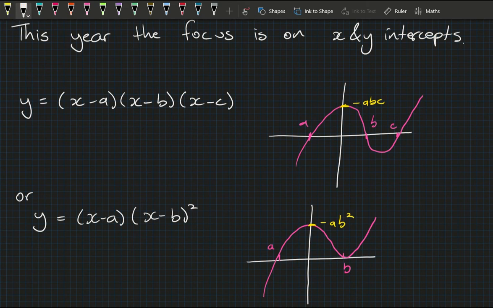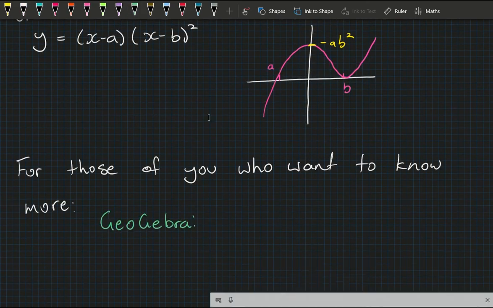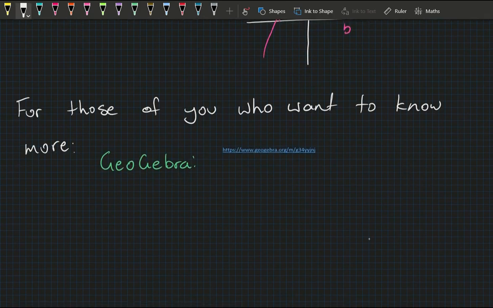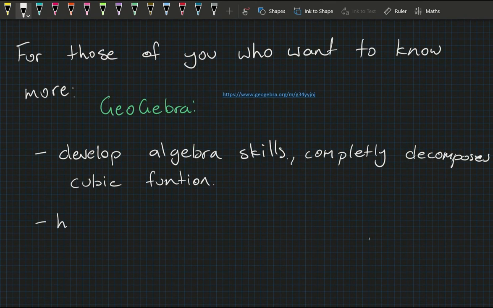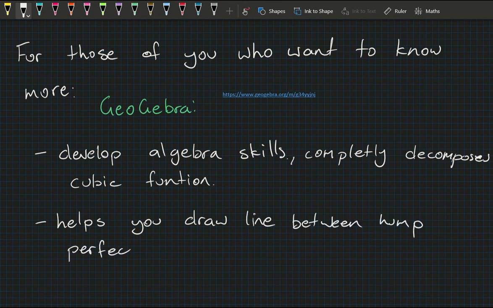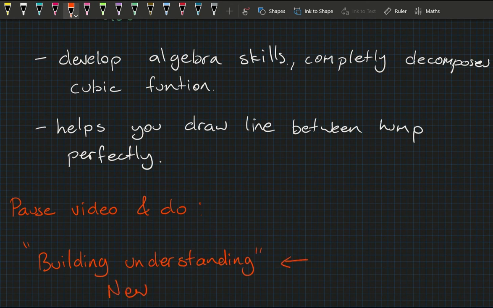Now it might be a little bit too much for some of you, so I'm not going to go through it in this video, but for those of you who want to know more, I've created this GeoGebra applet. This will help you develop some fantastic algebra skills, because you'll see how I completely decompose the cubic function. It's also going to help you draw an amazing cubic, because you'll be able to draw that line between the humps perfectly. Alrighty then, let's pause the video now and do the building understanding questions in the new book, which translates to questions 1 and 2 in the old book. Then you can come back and we'll get on to sketching some cubic graphs.